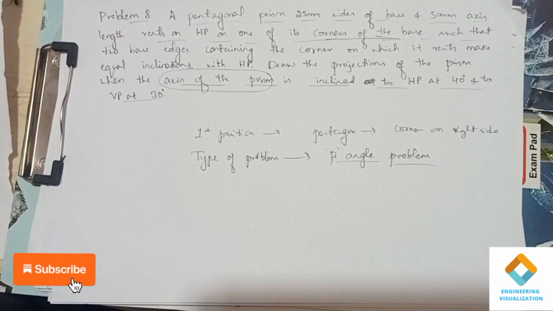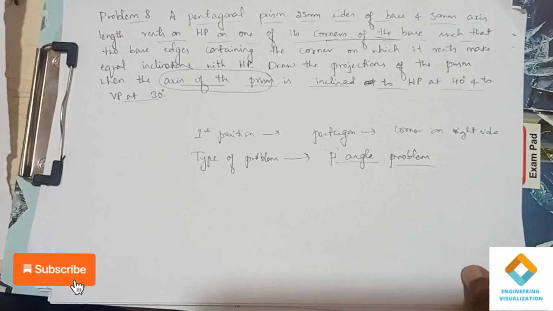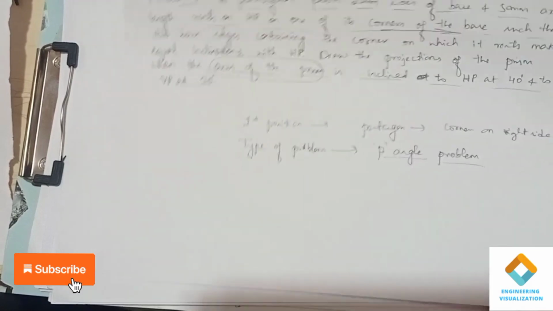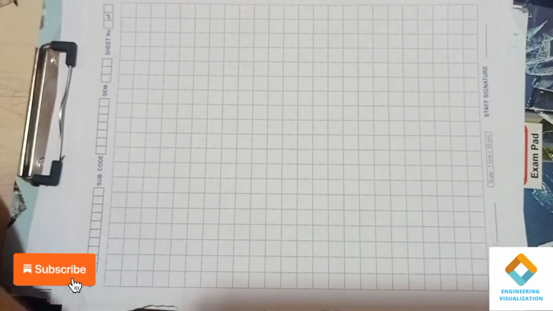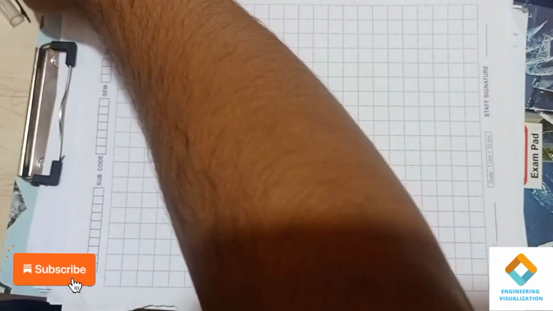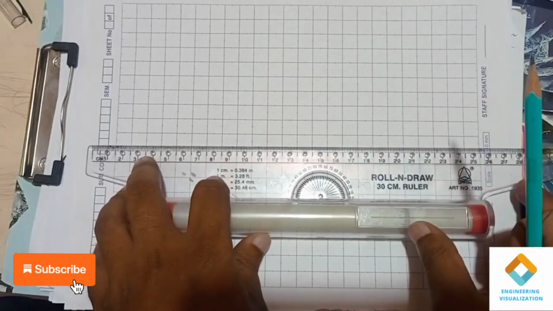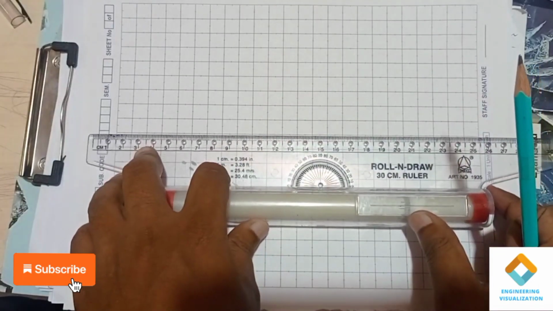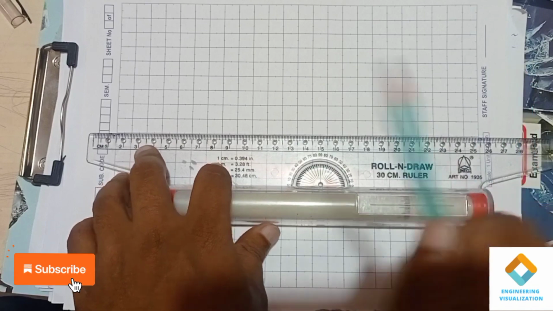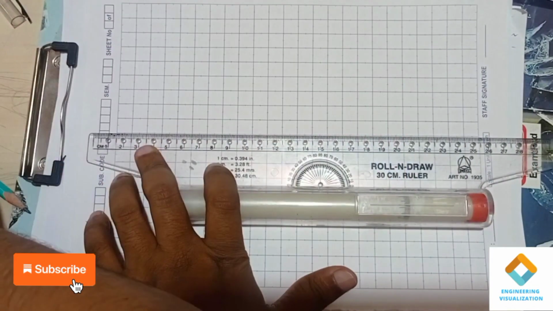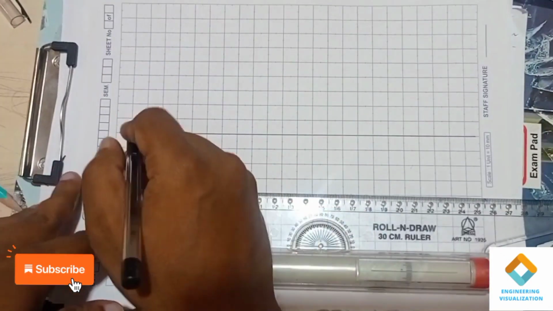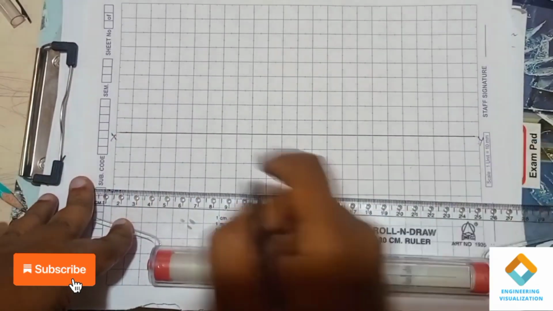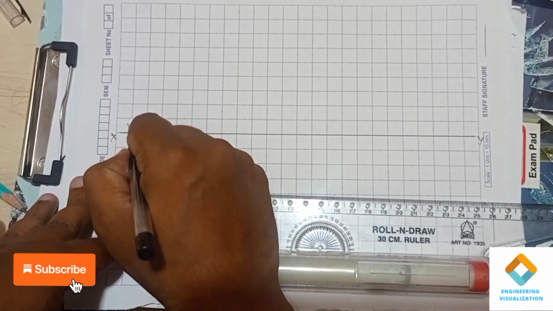Now we are going to construct an XY line using the grid sheet, because many of the students are using the grid sheet in VTU. So we will be considering the same thing here. First I will draw an XY line, a horizontal line, exactly at the middle of the page. Use the scale and draw a straight line. Draw the XY line and mention VP and HP. Because we are using the first quadrant, we have to mention this VP and HP, remember it.